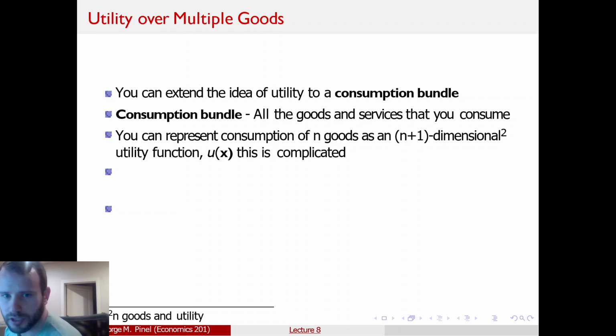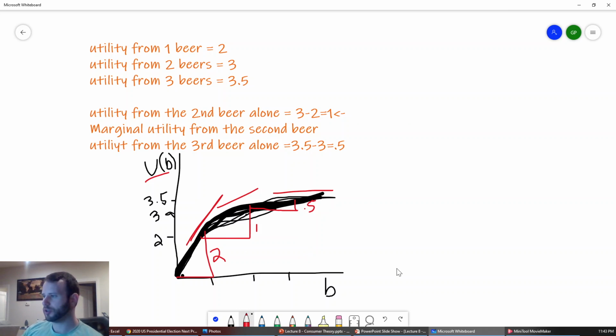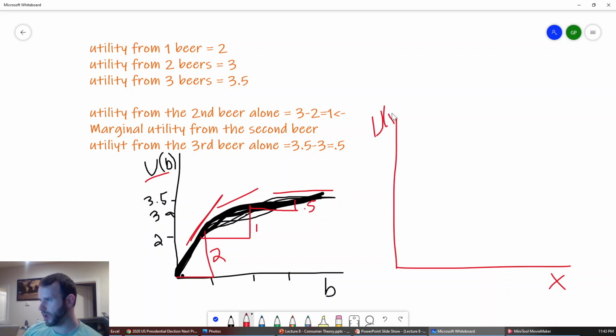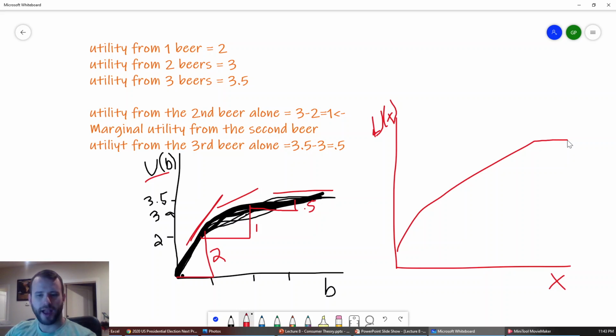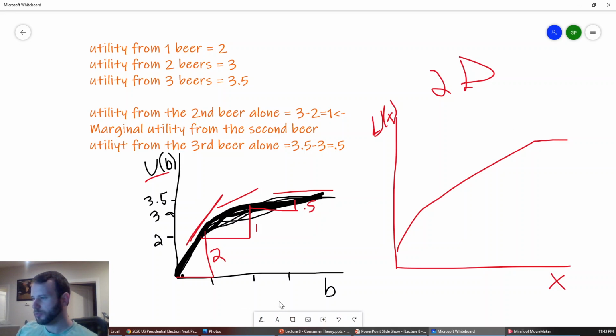You're going to have x as your consumption, and your function u of x, right? And it could be diminishing marginal returns or whatever. So if x is your consumption, and it's one good, your u of x is going to be the second dimension. So this is a 2-dimensional graph, right? 2D, okay? 2 dimensions.